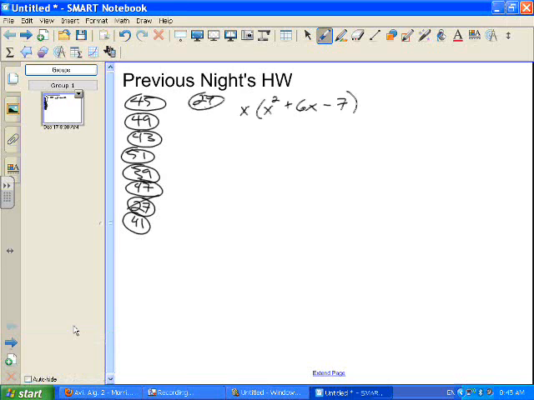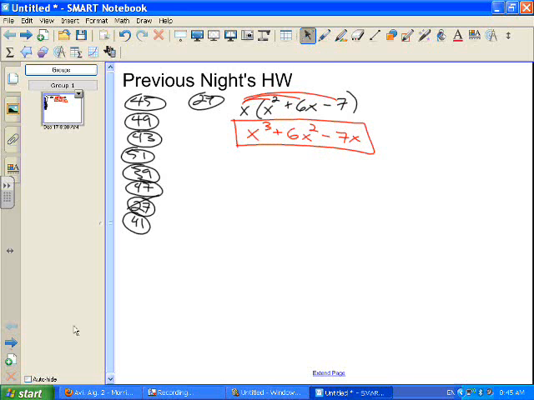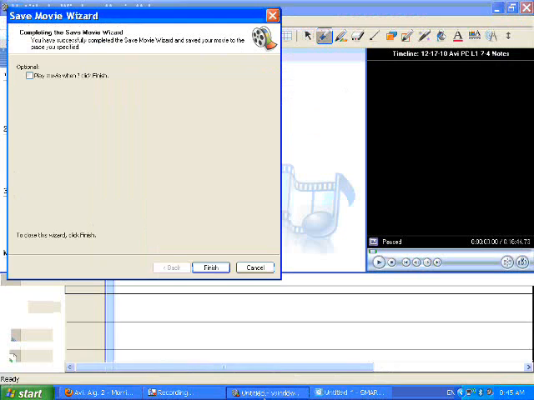All right, this one's actually easier than it looks here. All you have to do is just distribute the x through all of these terms. So x to the third plus 6x squared minus 7x. That's it.